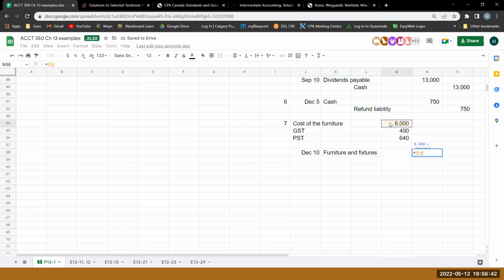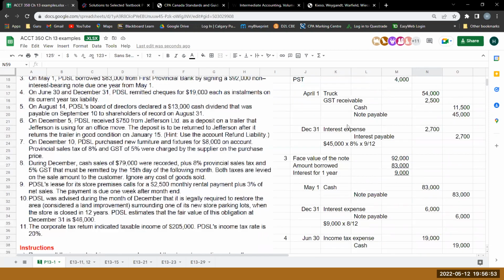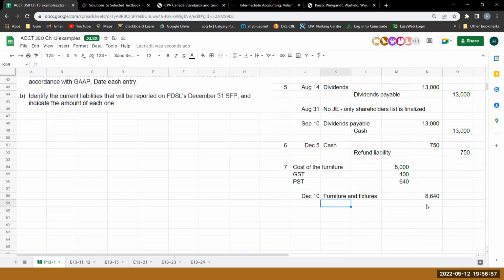Now that'll be the cost plus the PST, okay? The provincial sales tax you're gonna add. For the GST, that is something that you're able to recover. So debit GST receivable. That's gonna be $400. And since we bought it on account, the entire amount, $9,040, we're gonna credit accounts payable.